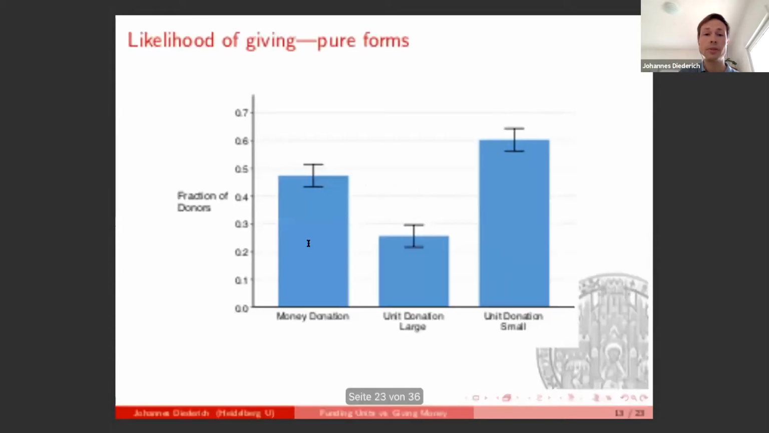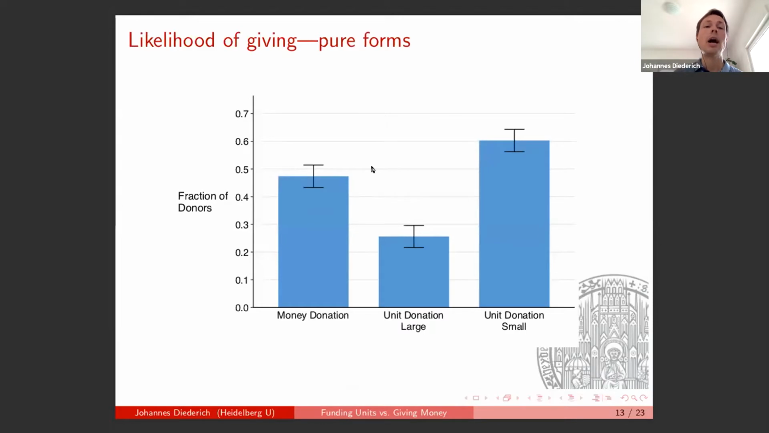So let me give you the results. What you see here is a comparison of the pure treatments for the likelihood of giving. So that is a dichotomous choice whether somebody actually gave anything or abstained from becoming a donor. You can see that in the money donation treatment, about half of all subjects decided to give anything. And this significantly drops to about 25% when the unit donations ask you how many weekly rations do you want to fund.